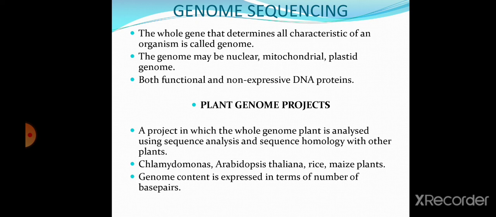Genome content. What is genome, children? The whole complement of DNA that determines all the characteristics of an organism is called genome. This genome content of an organism is expressed in terms of base pairs, or in terms of content of DNA, or in terms of the number of base pairs present in the genome, and it is expressed in the letter C value.